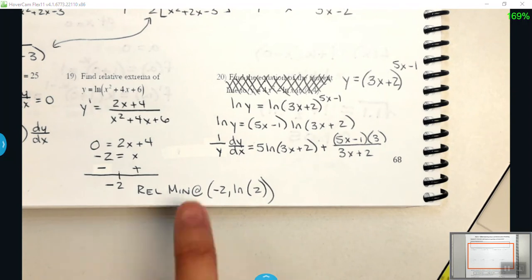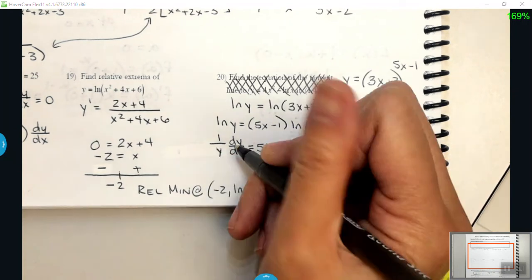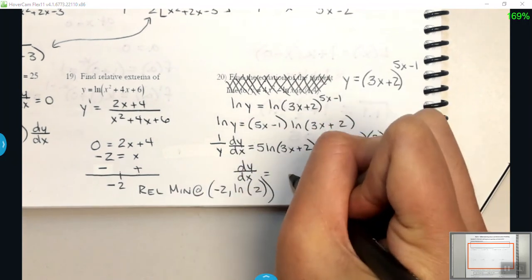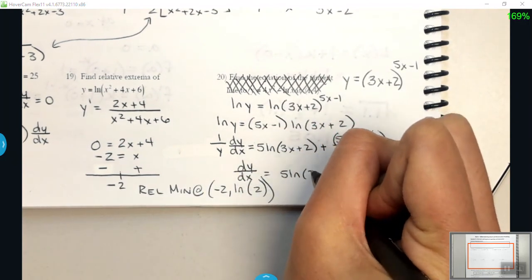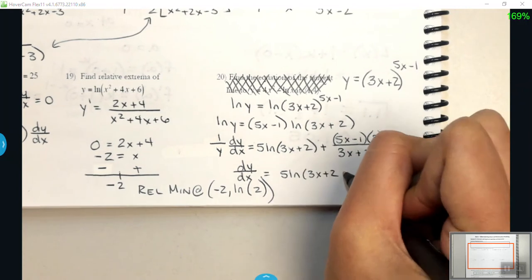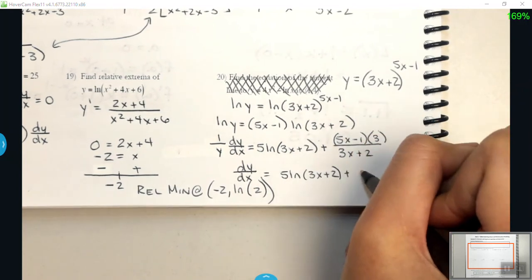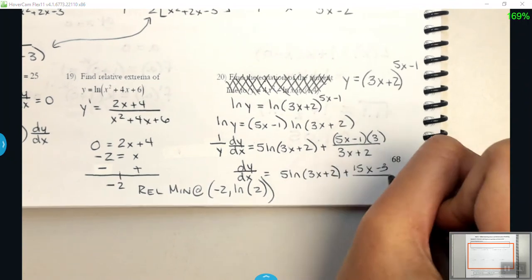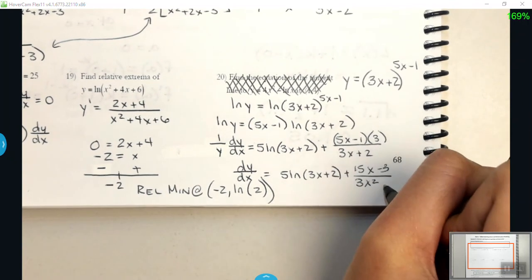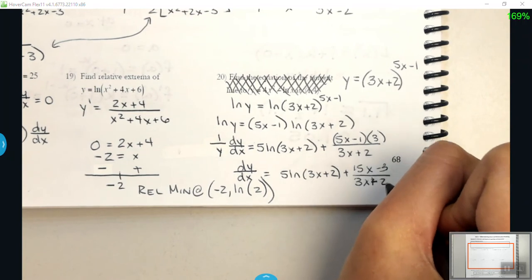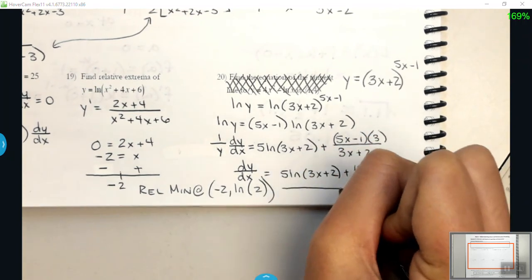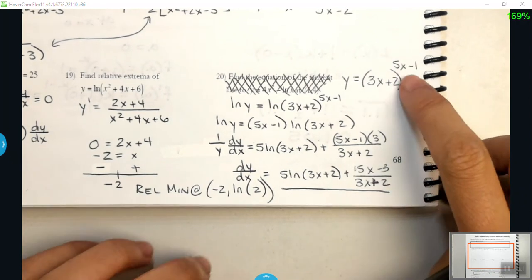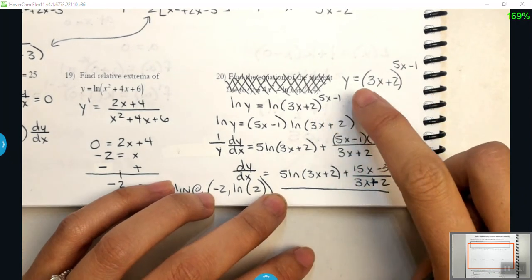Multiply by y. And then to get dy/dx by itself, we just multiply by y over. So it becomes 5 natural log of 3x plus 2, plus 15x over 3x plus 2. And then all over, and then your original y that you started with, which is this. Okay?